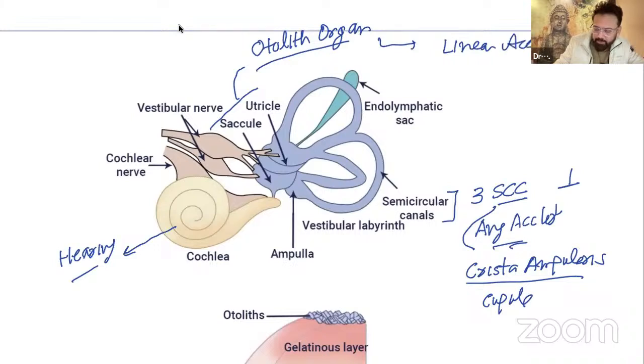Linear acceleration. So one is linear acceleration, one is rotational. Suppose you are driving a car. So it is horizontal acceleration. So remember, you are driving a car, so utricle is for horizontal acceleration.